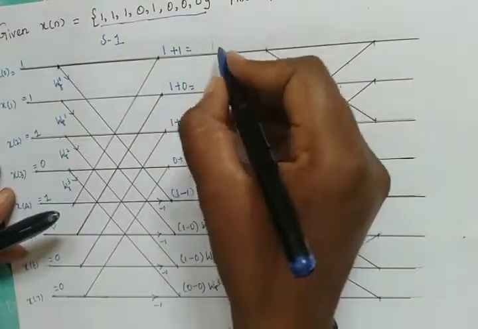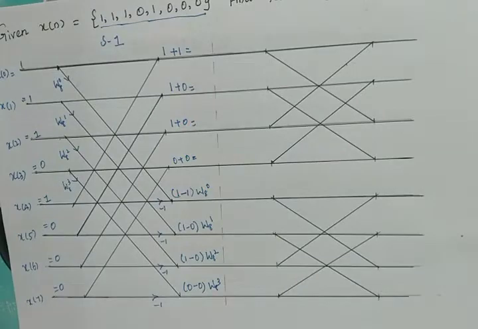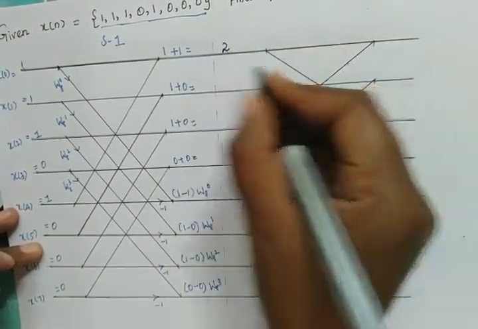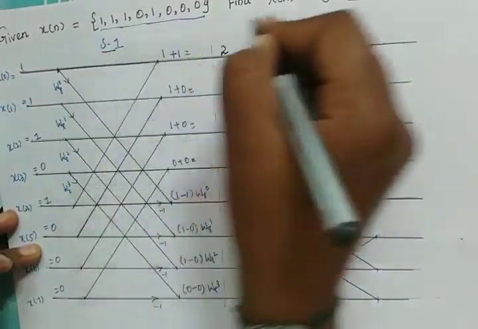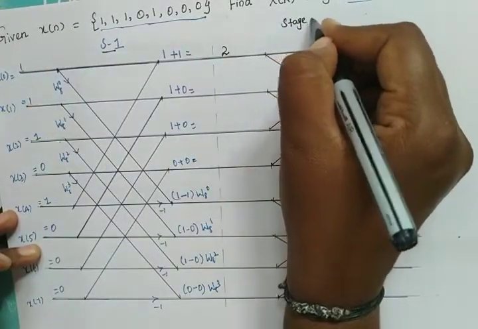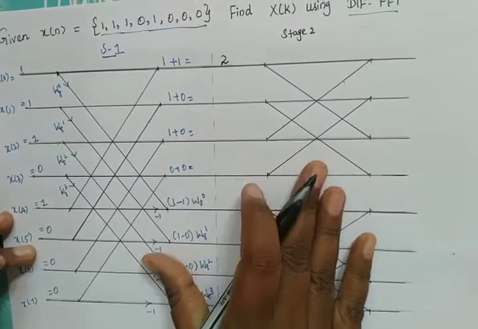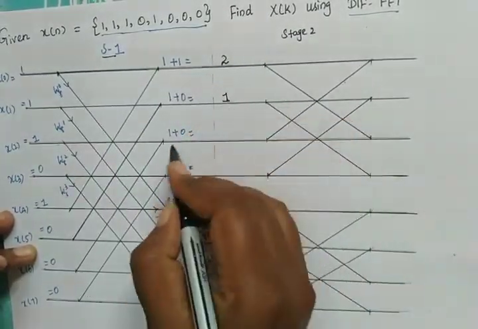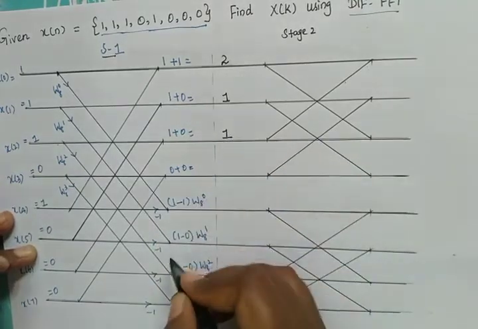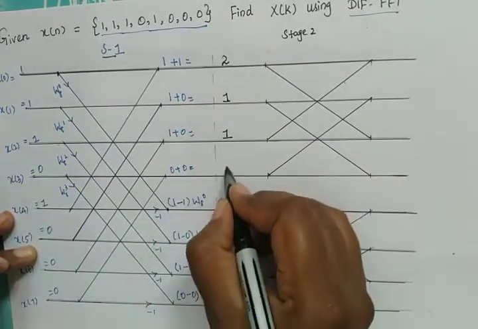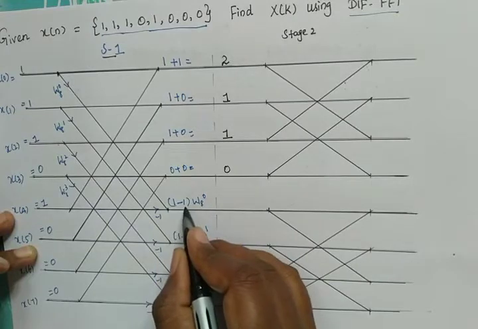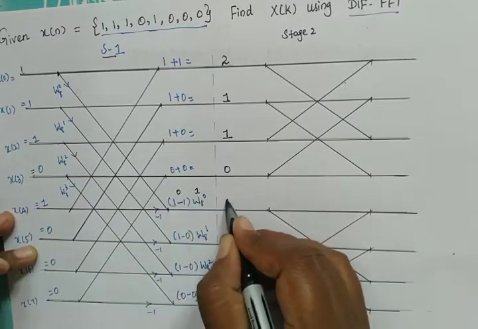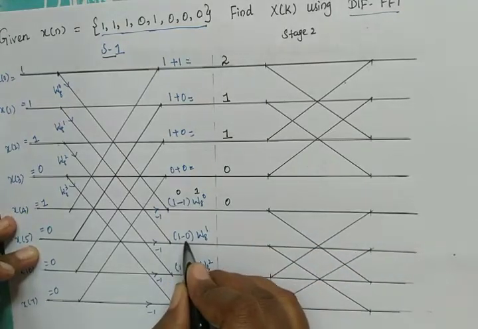Now what is 1 plus 1? So here 1 plus 1 will be equal to 2. So this is what we are going to give as input to this second stage. This is stage 1 and here it is stage 2. Now what is the input here? 2, because 1 plus 1 is equal to 2. 1 plus 0 is equal to 1. 1 plus 0 is equal to 1. Then here 0 plus 0 is equal to 0. Here 1 minus 1 is 0 into, here we have 1. So this will be 0. This is 1 minus 0.